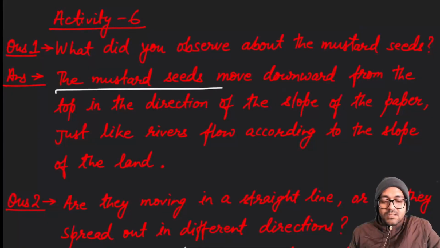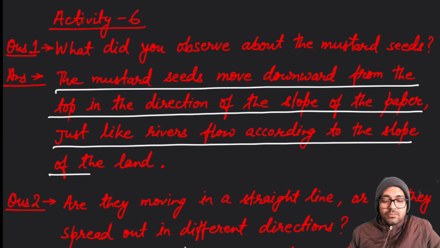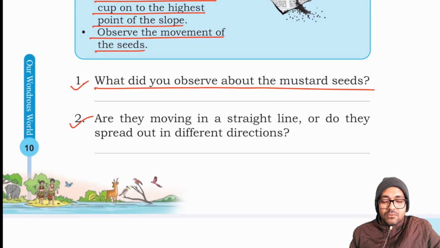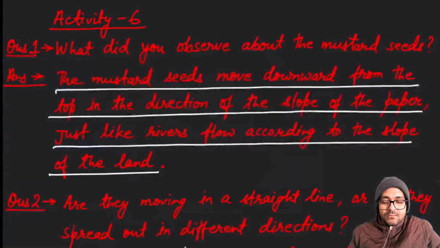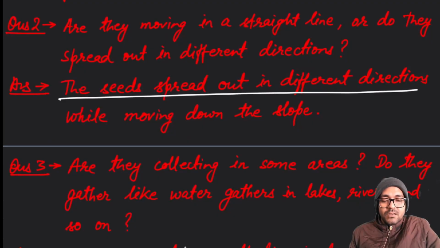Answer: the mustard seeds move downward from the top in the direction of the slope of the paper, just like rivers flow according to the slope of the land. 2. Are they moving in a straight line or do they spread out in different directions? Answer: the seeds spread out in different directions while moving down the slope.